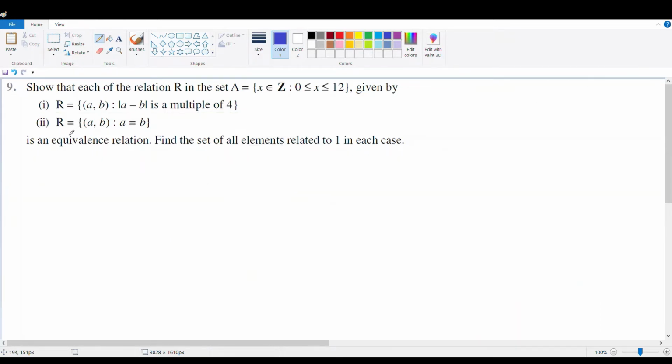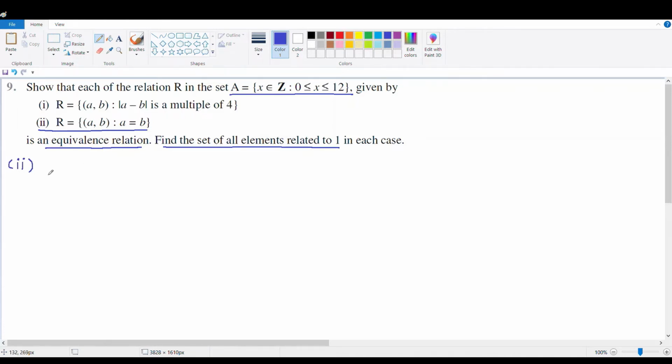Okay, now let's start this second question. Again, same thing, we are given this set A, all integers from 0 to 12. The relation you are given is R equals (a, b), where a is equal to b. We need to show it is an equivalence relation, and after that we need to find the set of all elements related to 1. So now we are doing this second part.